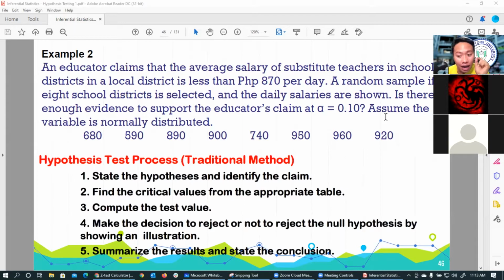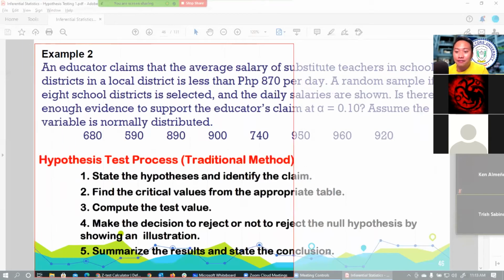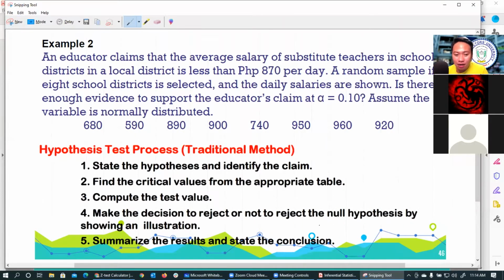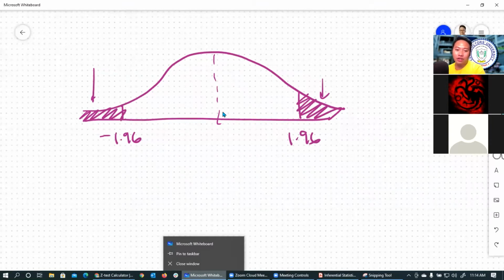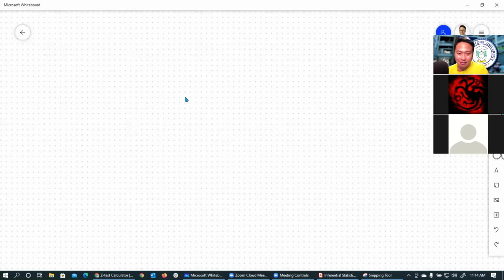Now, you need to ask a question to yourself first. Which one should I use? Should I use z-test or t-test? So right after you read the problem, guys, that should be the first question you ask. Not to someone, but to yourself. Am I going to use z-test or t-test?